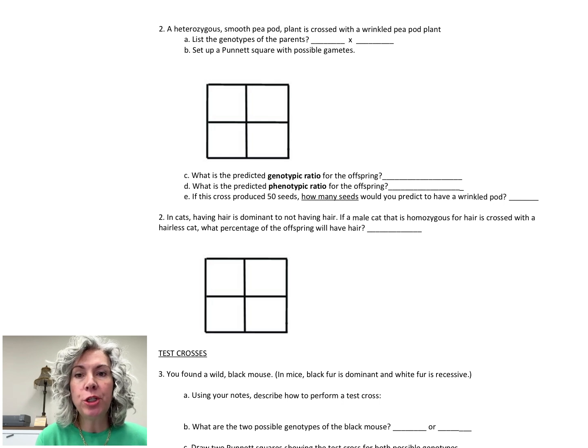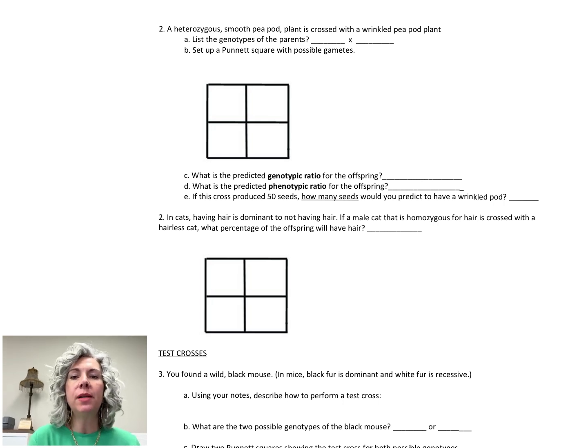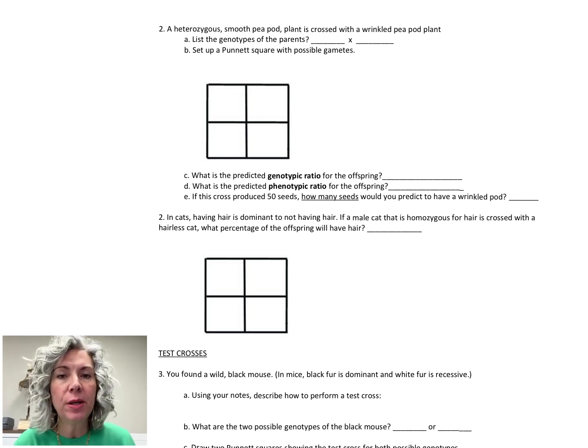All right, we're jumping to question number 2. Looks like we've got a different trait coming up. Heterozygous smooth pea pod plant is crossed with a wrinkled pea pod plant. List the genotypes of the parent. Set up Punnett square, possible gametes.